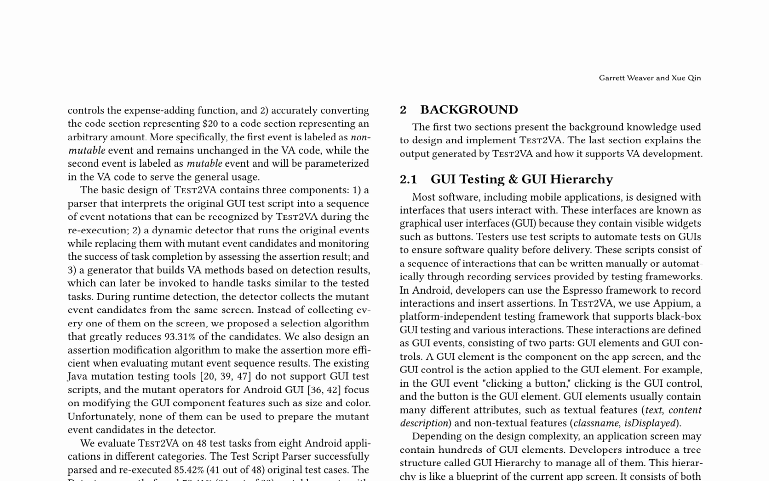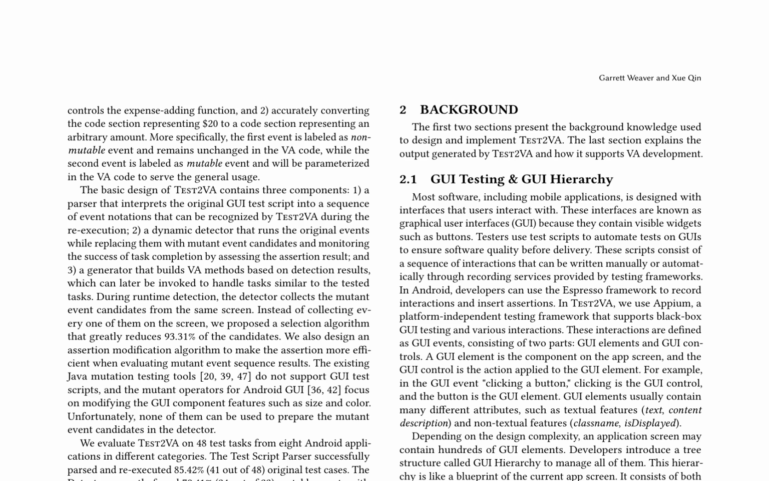This system utilizes the application's GUI test scripts and consists of 3 components: a parser, a dynamic detector, and a generator. The parser interprets the original GUI test script into a sequence of event notations, while the detector runs the original events, replacing them with mutant event candidates and monitoring the success of task completion. The generator builds voice assistant methods based on detection results.